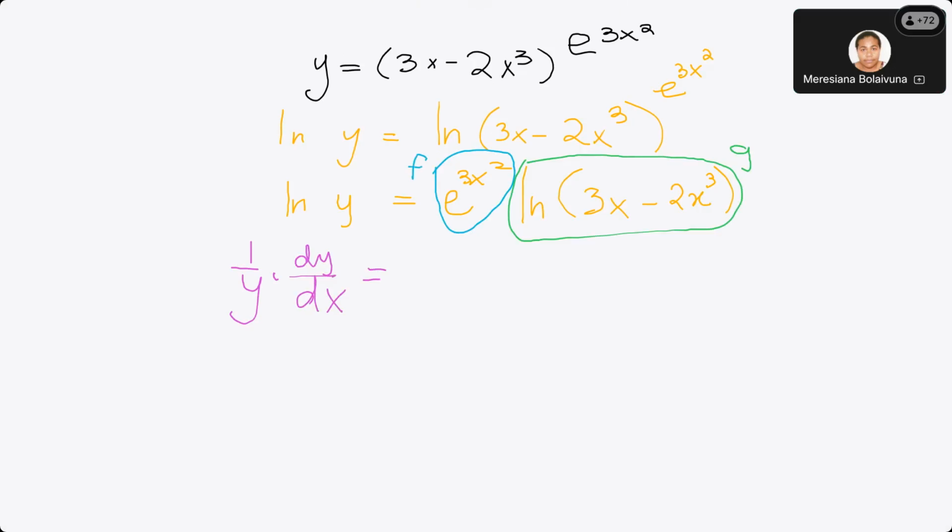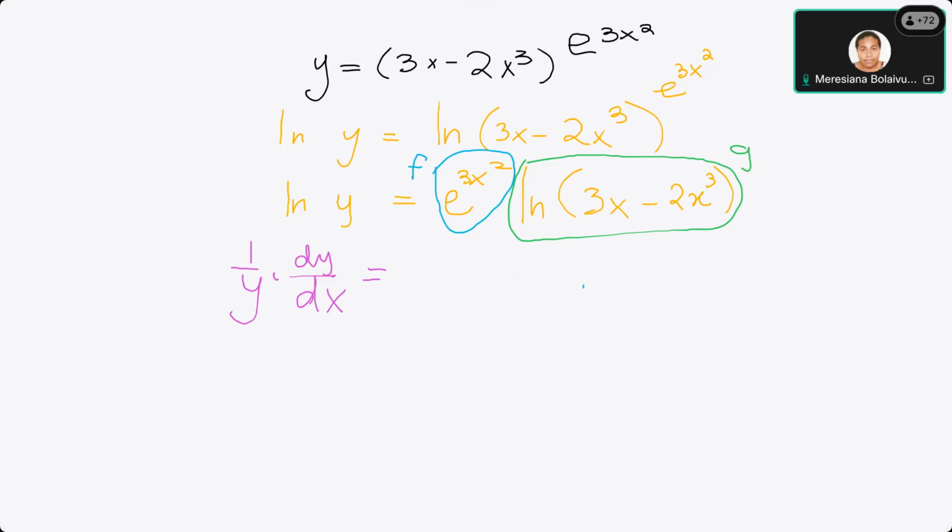This is f and this is g. So f times g dash plus g times f dash. Is that clear? F times g dash plus g times f dash. I'm going to show the working here.